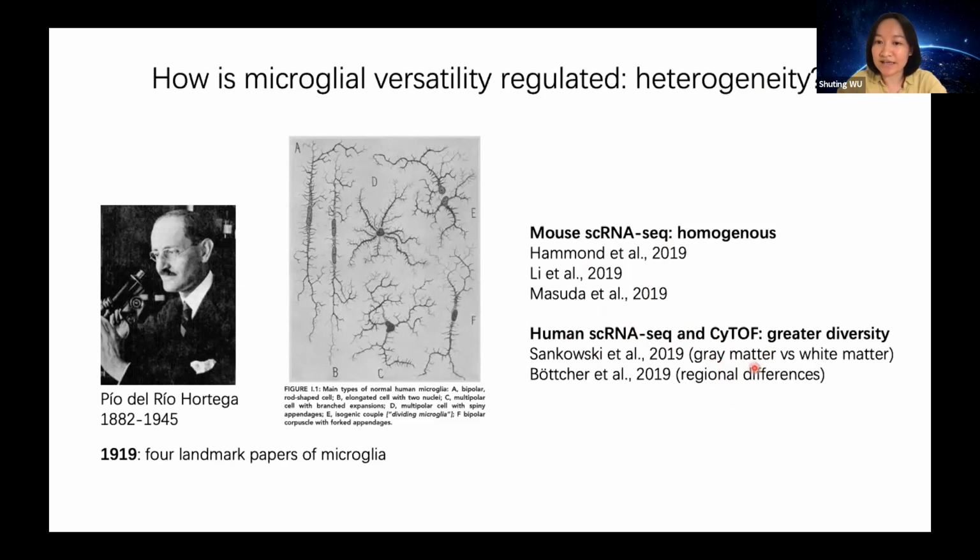More specifically, here you can see that they found differentially expressed genes in gray matter and white matter microglia, and they also found regional differences. Because most microglia studies are focused on the mouse, we believe that research involving diverse species can provide important insight into the functional diversification of microglia during evolution. That is why we work on microglia in the zebrafish.